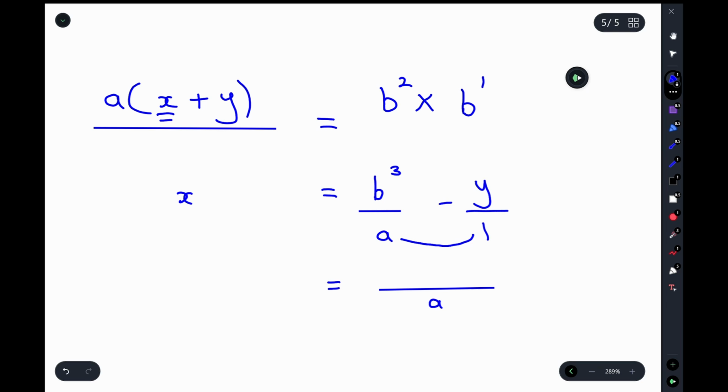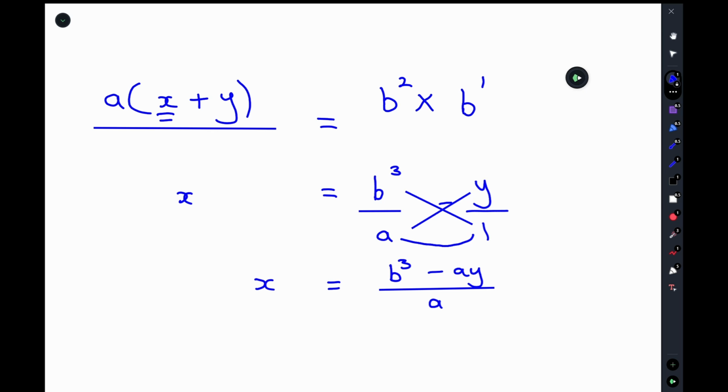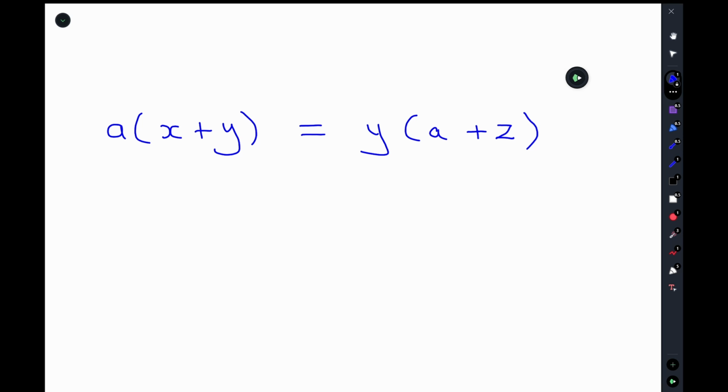And once we do that, we can now simply cross multiply. So 1 multiplied by b cubed will be b cubed. A multiplied by -y will be -ay. And that is our final answer, simplified as much as possible.